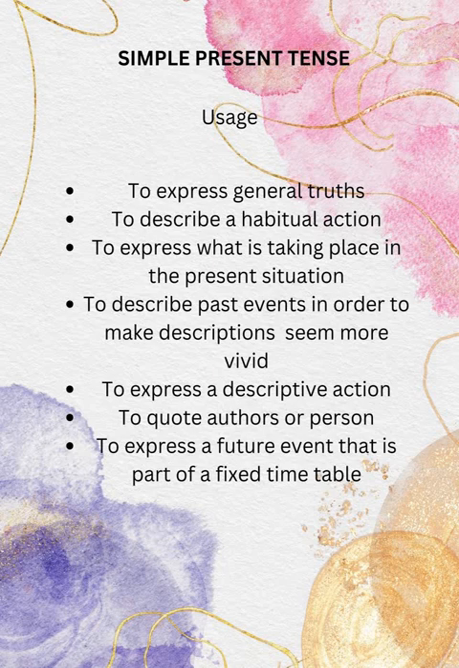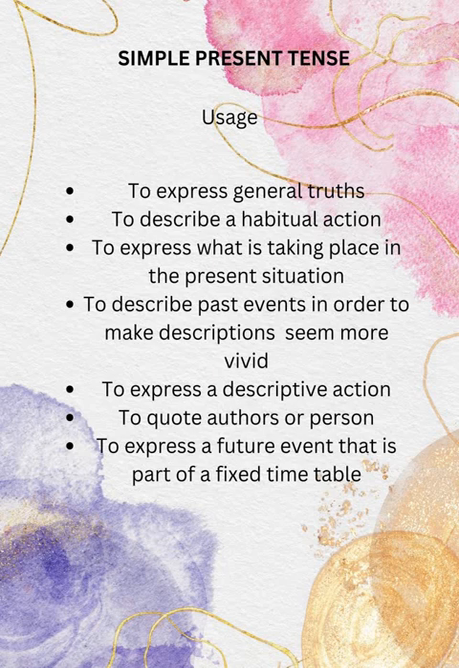Third, we use simple present tense to describe what is taking place in the present situation. Whenever we have to refer to an action taking place in the present situation, there we use simple present tense. Fourth, we use simple present tense to describe past events in order to make the description seem more vivid. Here we have to remember one thing. You describe an event that happened in the past, but in order to make that description vivid or lively, you use simple present tense.